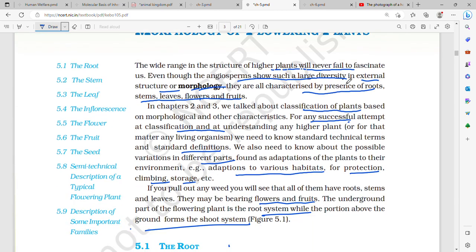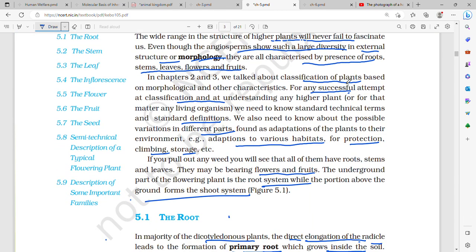So in chapters 2 and 3 we talked about classification of plants based on morphological and other characters. For any successful attempt at classification and at understanding any higher plant, or for that matter any living organism, we need to know standard technical terms and standard definitions.